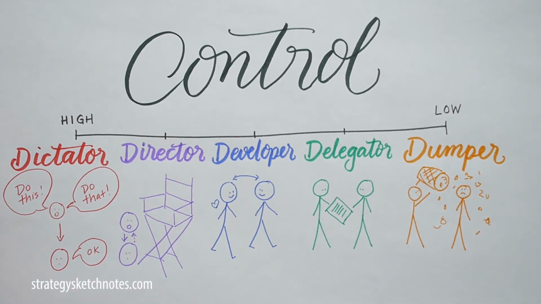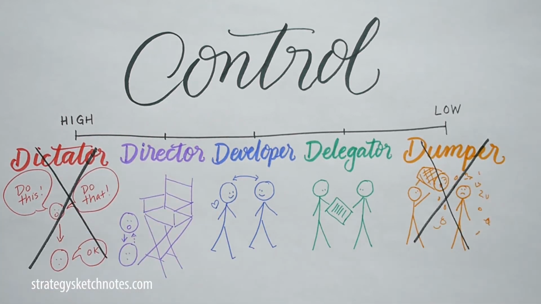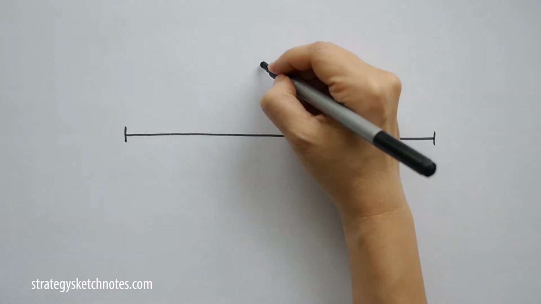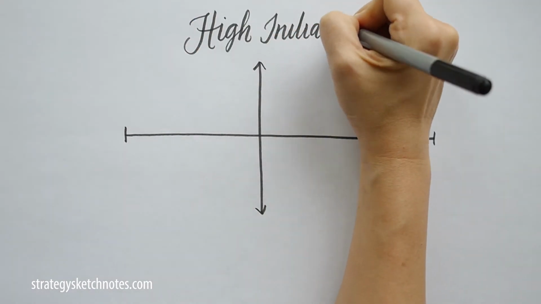Dumpers are so happy to get things off their plate that they just pass everything on. They leave the person to do what they want and might only check in at the end to collect the product. Well, it's probably obvious to you by my choice of words which two leadership styles are not desirable, the dictator and the dumper. Why? Well, let's look at what happens when these two leaders intersect with the initiative effort of their follower.